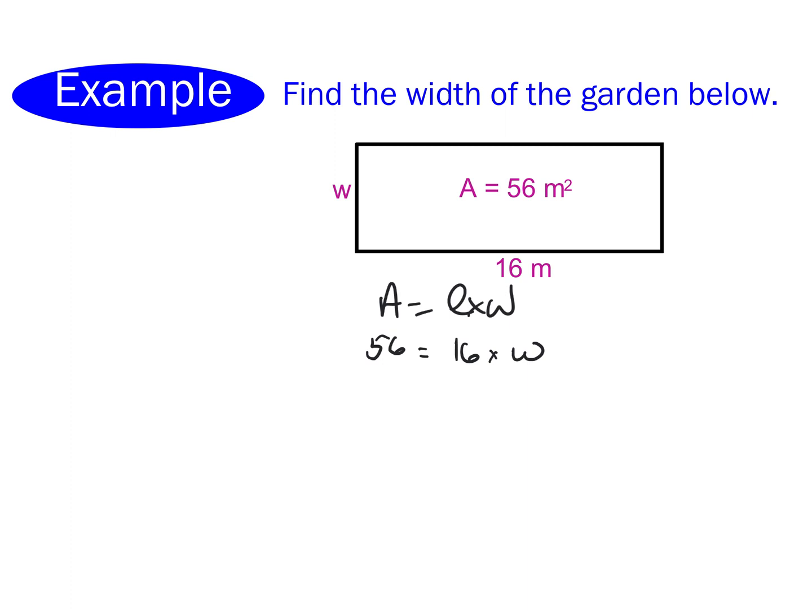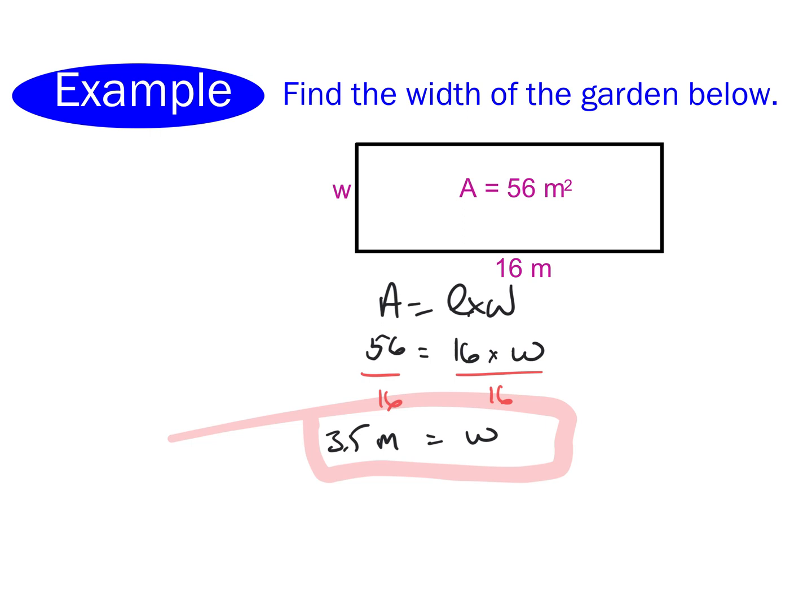So we are going to figure out the width. And the way we're going to do that is we're going to divide both sides by 16, which will leave us W on the right side. And then we are going to go ahead and just divide 56 divided by 16. And W is 3.5. Now this is not an area, so it wouldn't be squared. It would just be meters. So the width of that rectangle is 3.5 meters.